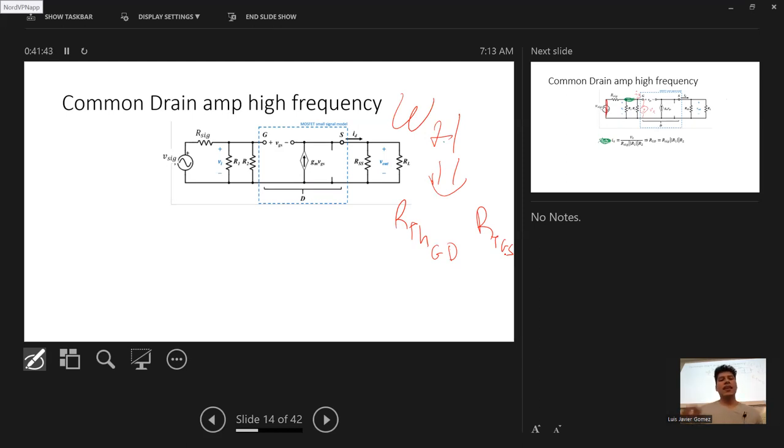So actually, these capacitances CGD and CGS will be given to you as part of the transistor specification.